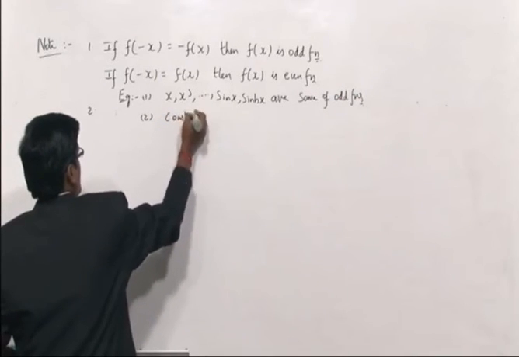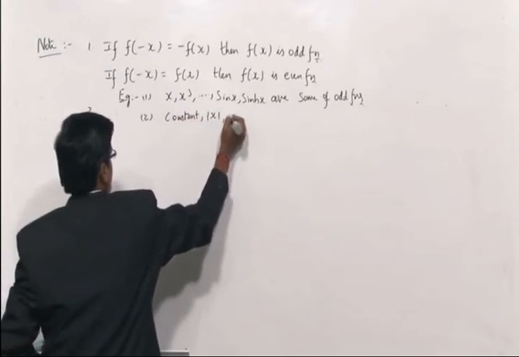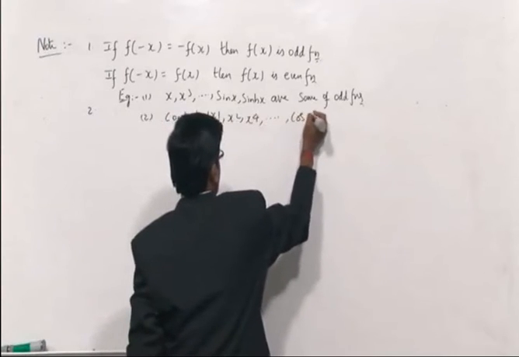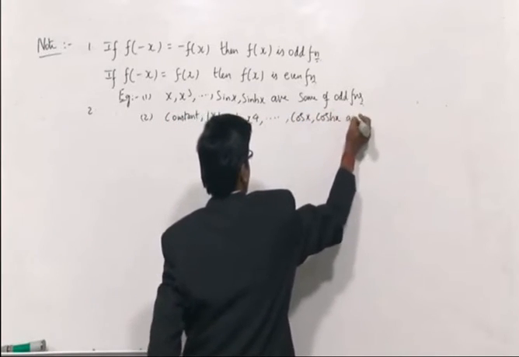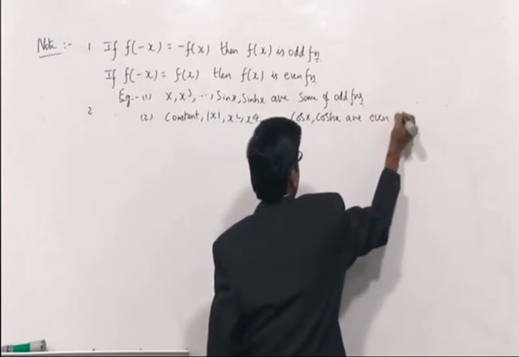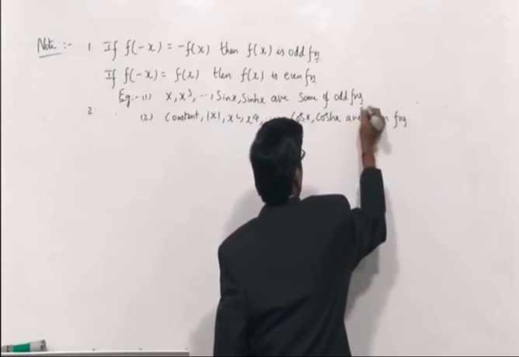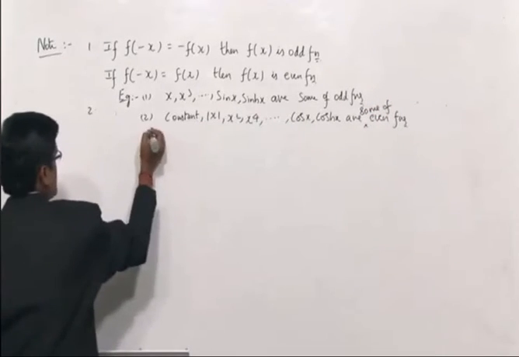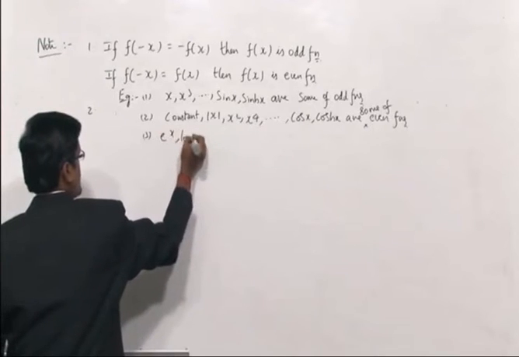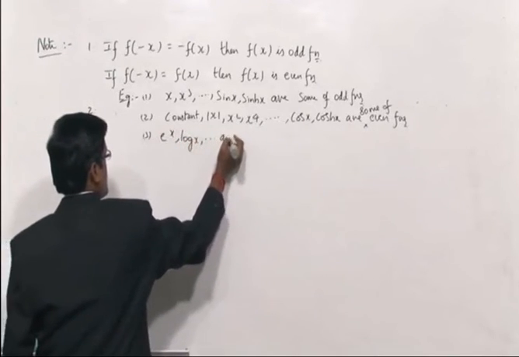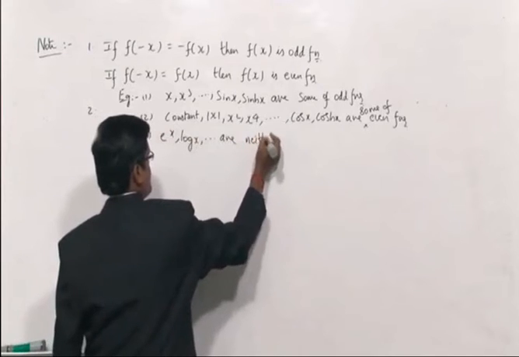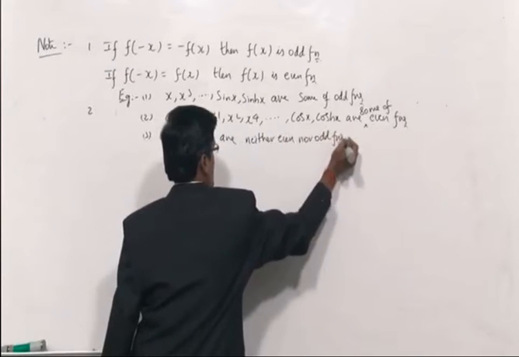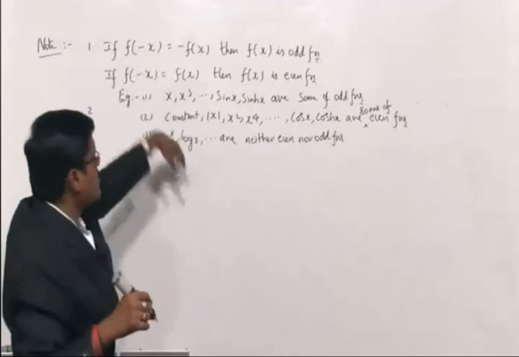Constant, mod x, x square, x power 4, even powers of x. Similarly, cos x, cos hx are called even functions, or sum of even functions. Okay. e power x, log x, etc. are neither even nor odd functions. Using this procedure, I have given these examples, later you check.